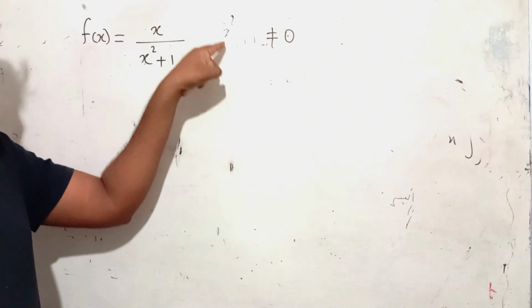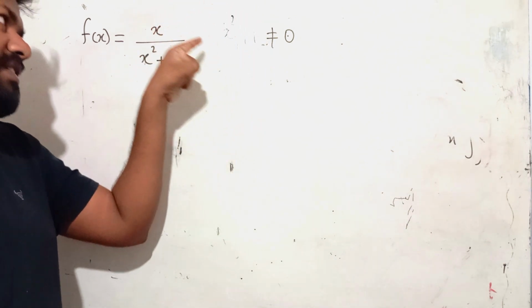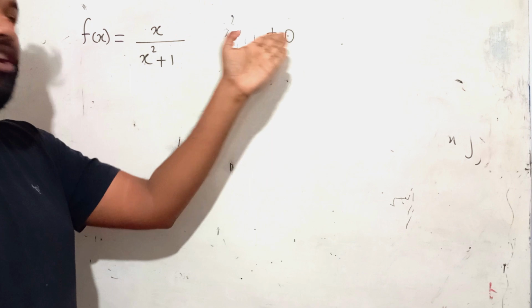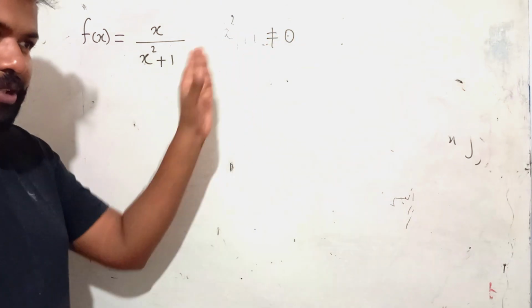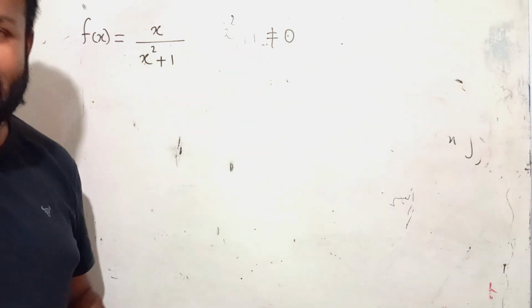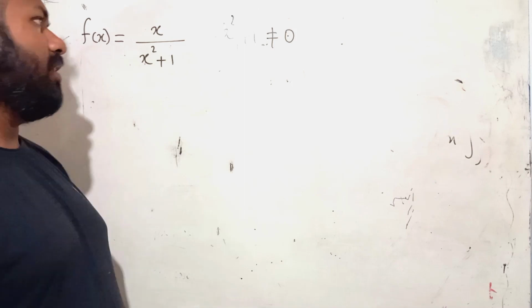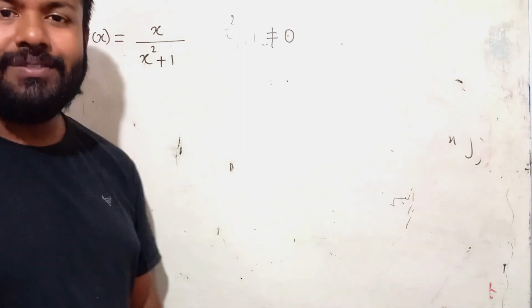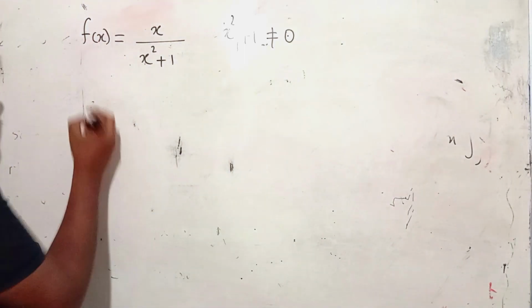It cannot be equal to 0 because this function is always positive. So since this one is always positive, this one cannot be equal to 0. So here, you can't find any vertical asymptotes. Next, as usual, we can differentiate this.